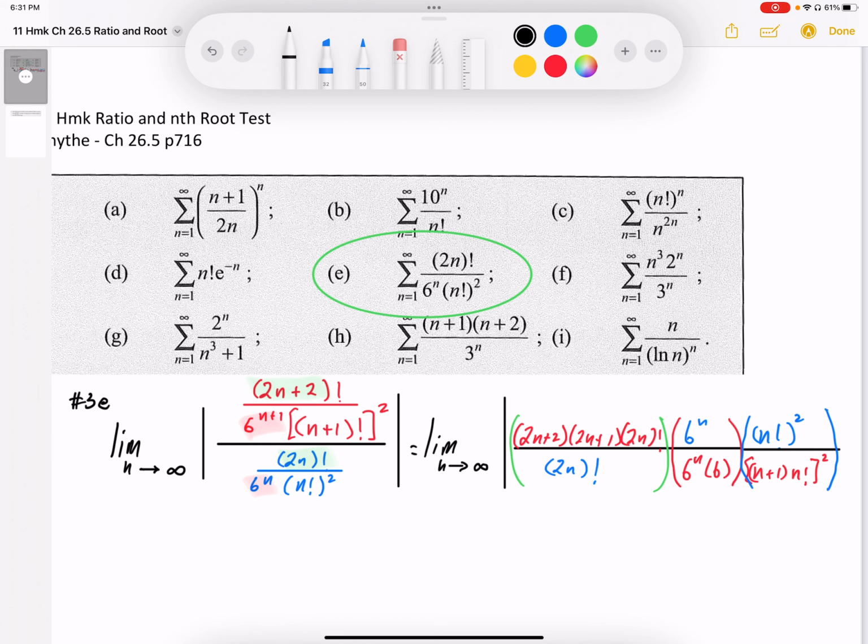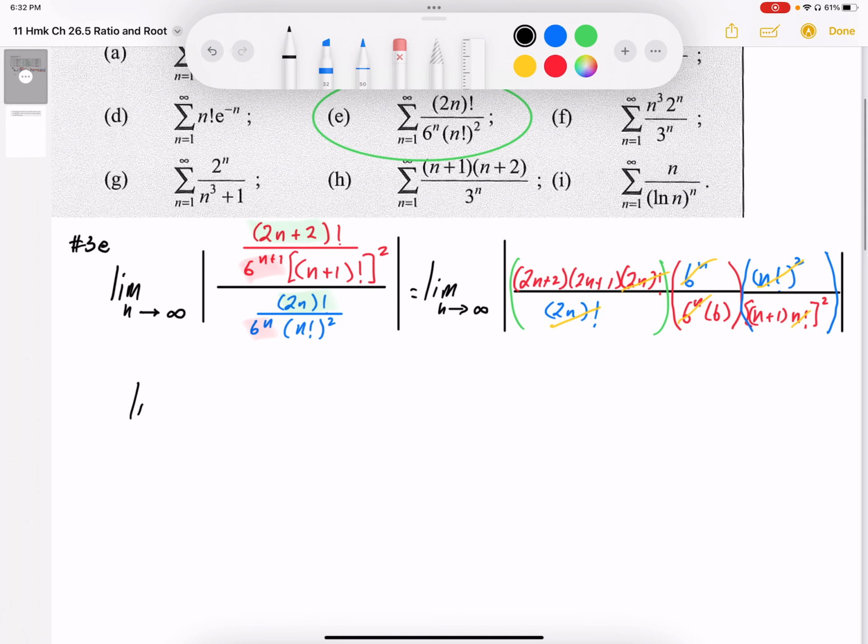Okay, and there's my ratio test. So there's lots of things that are going to cancel out here. So we have a 2n factorial canceling here. 6 to the power n is going to cancel here. Here we're going to have n factorial squared cancel with the n factorial squared here. So what's left? So we have the limit as n approaches infinity, and the terms that are left here.